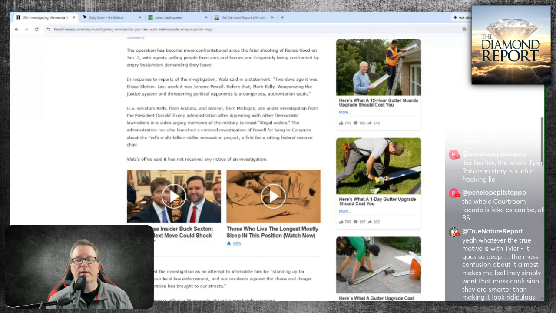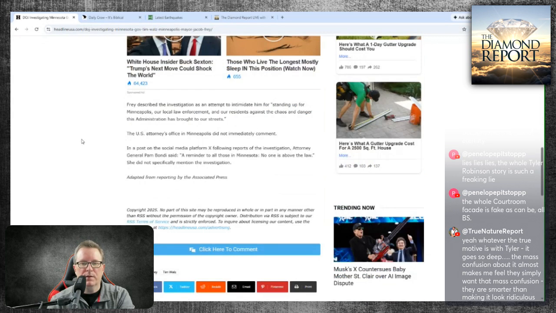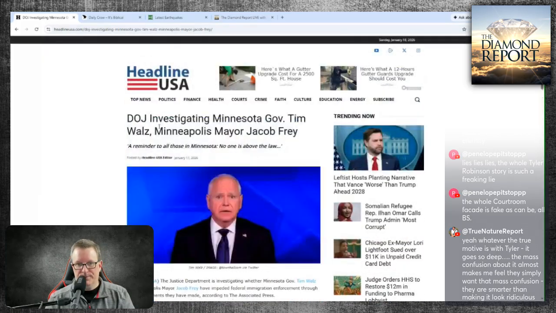In response to reports of the investigation, Walz said in a statement, "Two days ago it was Elissa Slotkin, last week it was Jerome Powell, before that Mark Kelly. Weaponizing the justice system and threatening political opponents is a dangerous authoritarian tactic." So says Tim Walz here. Yeah, and then, we'll see. Frey described the investigation as an attempt to intimidate him for standing up for Minneapolis and our local law enforcement. Yeah, that's all he's got. Anyway, we'll see where it goes.